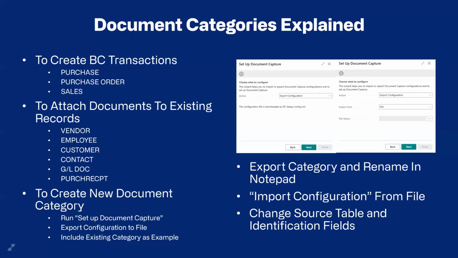Okay, so we talked about document categories, right? The document categories that create Business Central transactions are the purchase document category for purchase invoices and credit memos, the purchase order document category, and then the sales document category to build sales orders and credit memos. And then the other document categories that you can take advantage of to attach documents to existing records are the other document categories apart from those three.